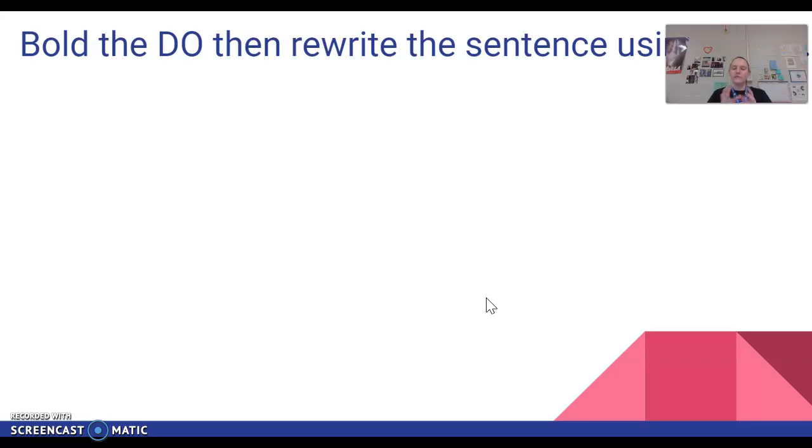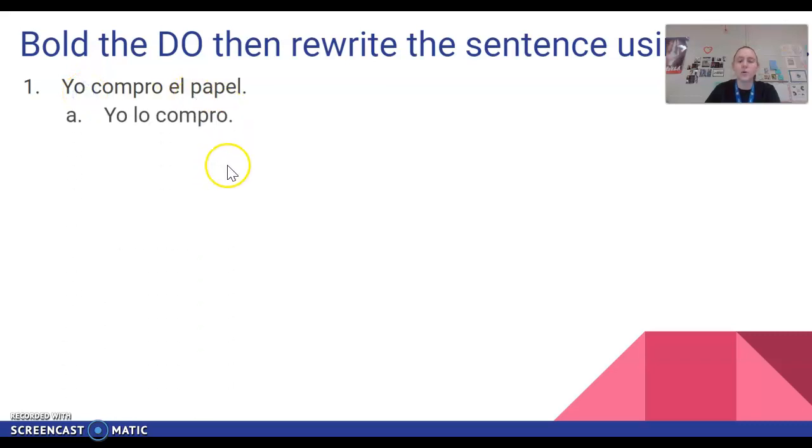Okay, so let's figure out what our direct object is in the sentence and then rewrite that sentence using a direct object pronoun. So, for example, yo compro el papel. I buy paper. Okay? What is my direct object going to be? Oh, sorry. The direct object is paper, el papel. The DOP that I'm going to use to replace it, since it is masculine and singular, is lo. I'm going to put that lo directly before the compro. So yo lo compro. I buy it.